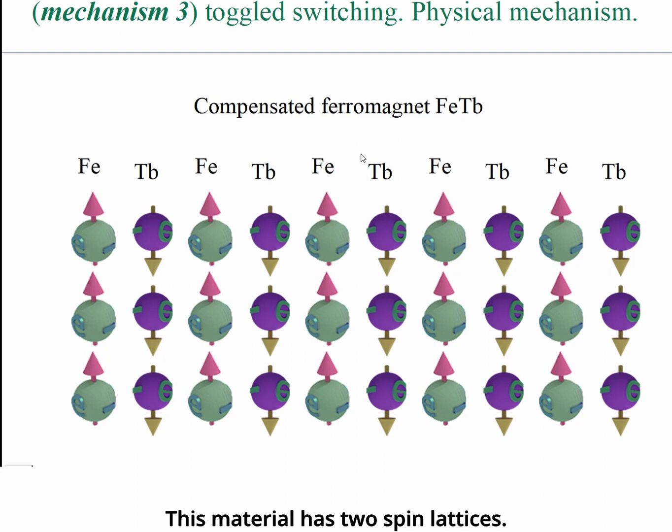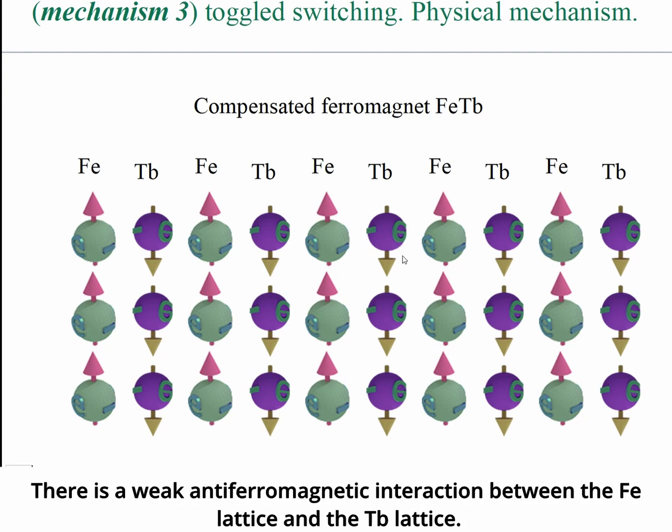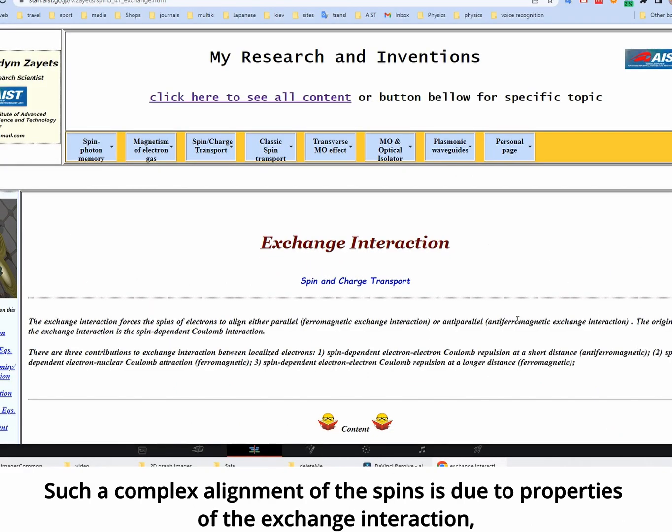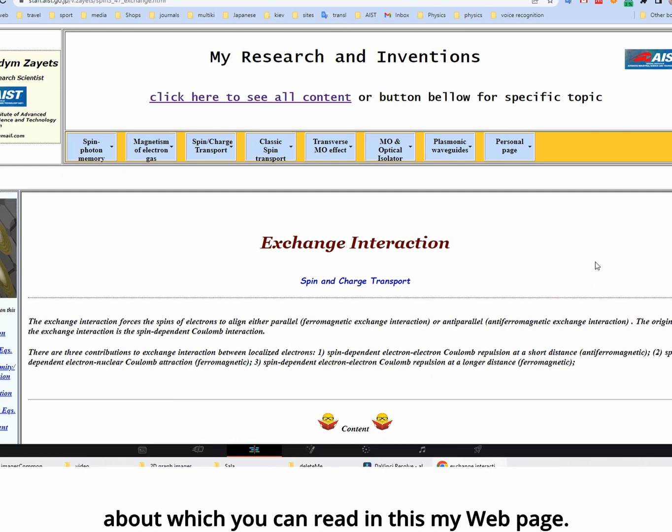This material has two spin lattices. In each lattice, all spins are aligned in one direction. There is a weak antiferromagnetic interaction between the iron lattice and terbium lattice. As a result, all spins of terbium electrons are opposite to the spins of iron electrons. Such a complex alignment of the spins is due to the properties of exchange interaction, about which you can read in this my web page.